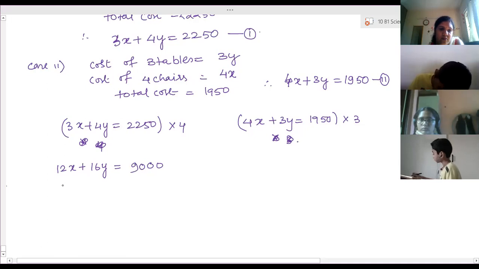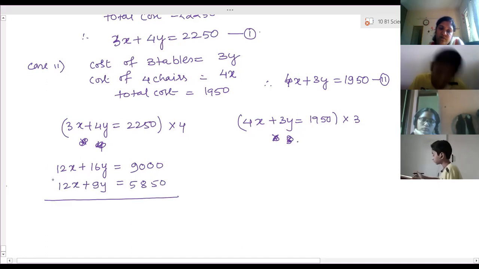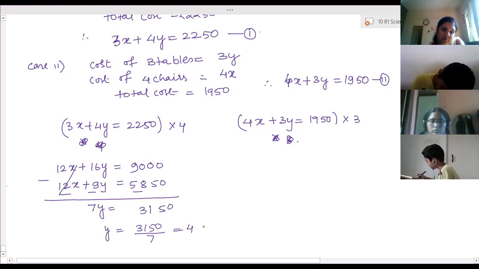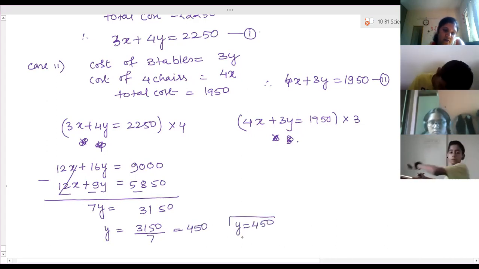And the second equation is 12X plus 9Y is equal to 5850, minus, 3150 by 7, 450. So value of Y is 450.